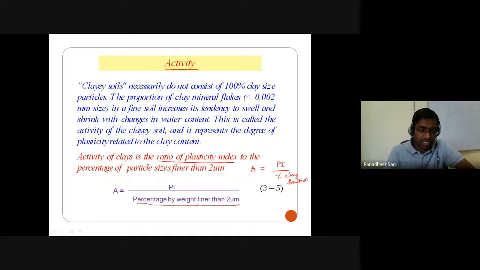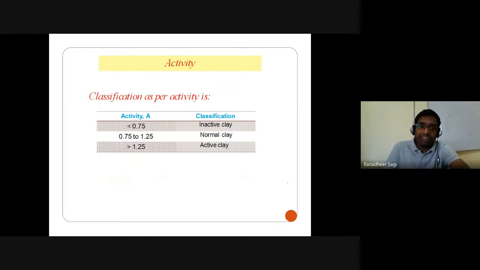That ratio of plasticity index to the percentage of clay fraction is what we call the activity value of that particular soil. Depending on the activity value, we classify the soil as inactive clay, normally active clay, or highly active clay. Inactive means not exhibiting any swelling characteristics. Normally active means exhibiting a certain nature of swelling characteristic. Very active clay is exhibiting a high nature of swelling characteristics. Such soil is what we call highly active clay.